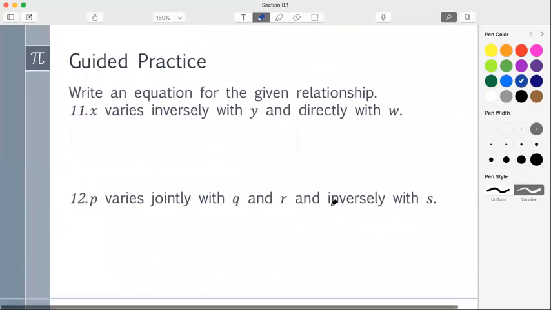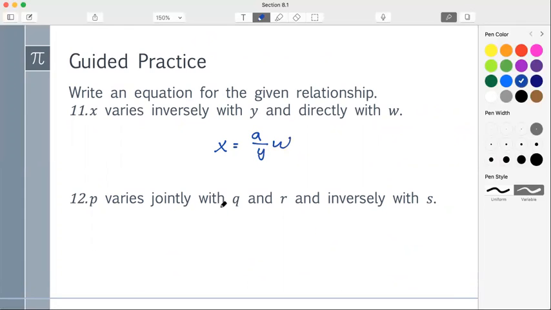All right, number 11, let's try writing some sentences here. x varies inversely with y and directly with w. So go ahead and try these again, remember, and then see what I wrote. So I would write x equals a w over y. Number 12, p varies jointly, so p equals a q r, and inversely with s.